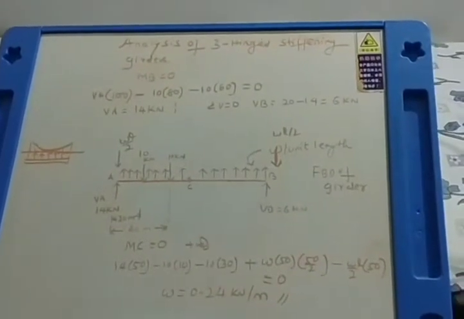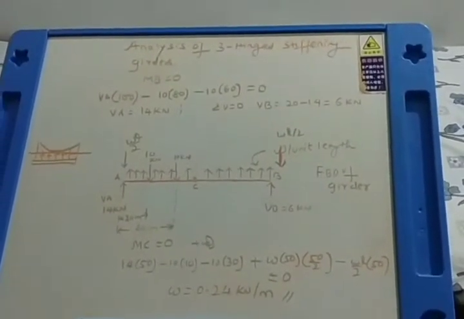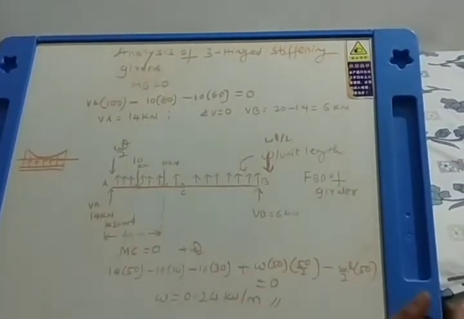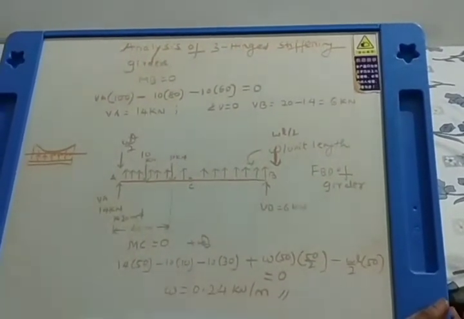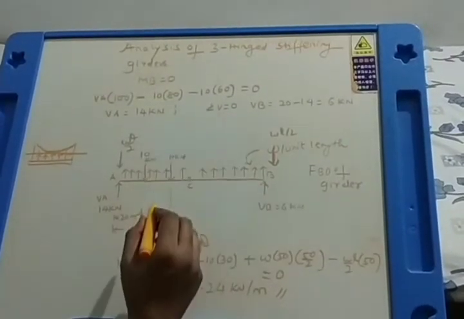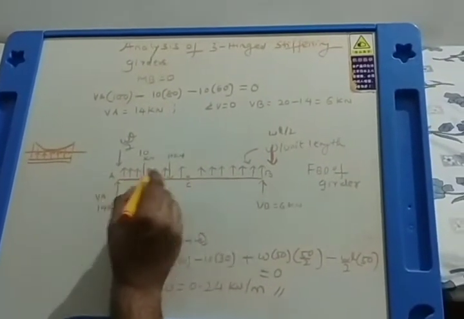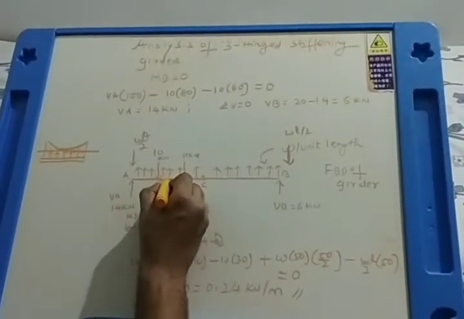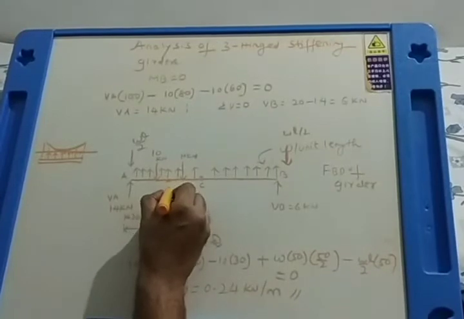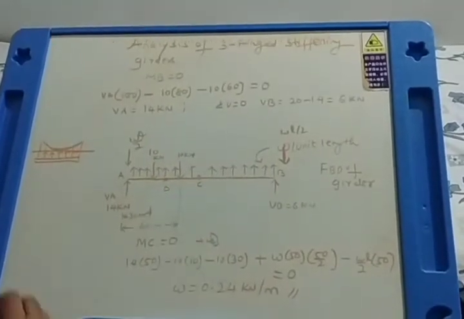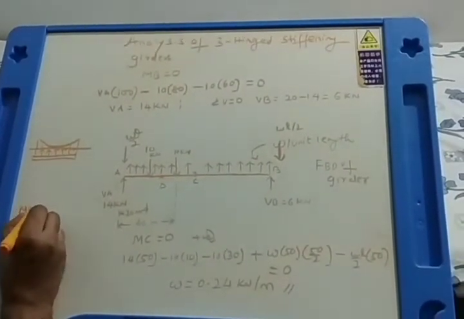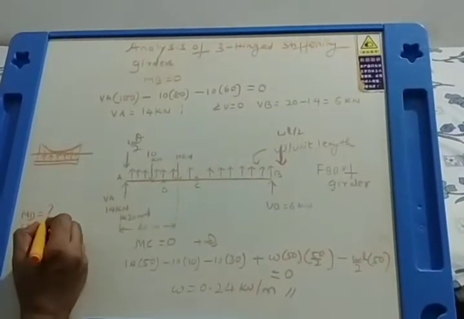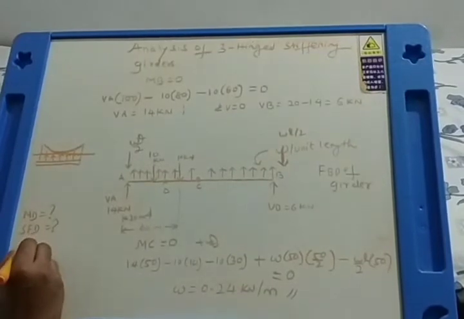Now after finding W, we will find out the bending moment and shear force at the point which is at 30 meters. I call that point D, you can see this is 20 meters, 30 meters. I call these A, B, C, D. So let us find out bending moment at D and shear force at D. It's quite simple. Let us first find out shear force at D.